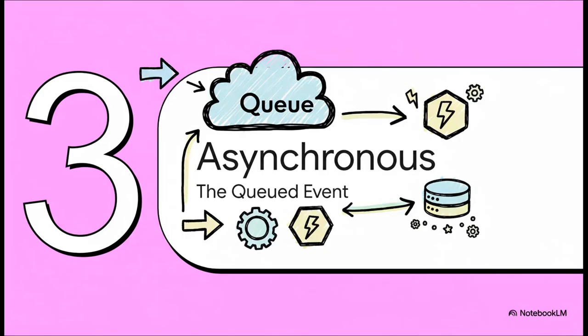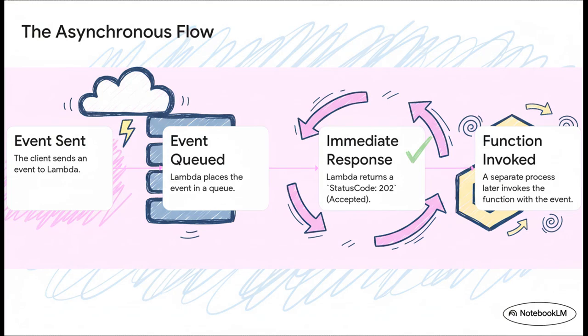All right, let's switch gears and look at the other path, the text message model. This is asynchronous invocation, and it's where you can build some seriously flexible and resilient systems by decoupling the request from the actual work. Just look at this flow. It's totally different. The client sends the event, and Lambda's first move is to stick it in a queue. Then it immediately replies with a status code 202, which basically means, yep, got it, thanks.